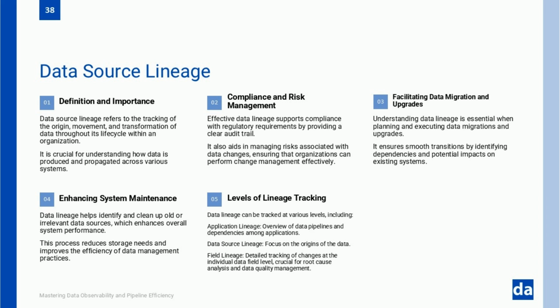1. Definition and importance. Data source lineage maps out the flow of data across your systems. Transparency in data origin: it enables organizations to track and verify data, ensuring it's reliable. Improved accountability: teams can better understand the source and history of data.